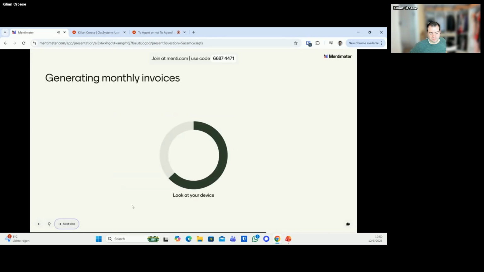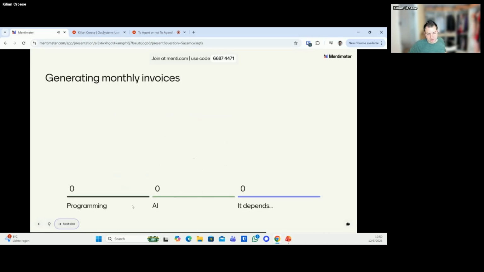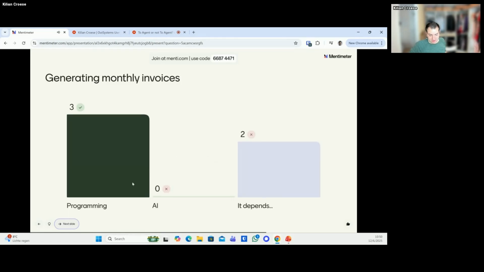Generating monthly invoices: programming, AI, or it depends. Could be both, could not. So would you let an AI generate your invoices? I think here the programming was favored because you just want it to be deterministic. You want to know the amounts and stuff like that. For the people voting for independent, maybe if you're going to generate some text, for example explaining things, then you could use an AI to do that. But this one was primarily focused on all the calculations, how much somebody needs to pay.